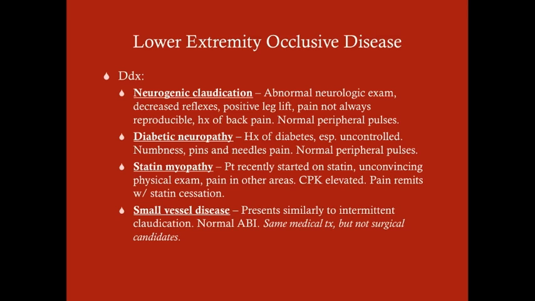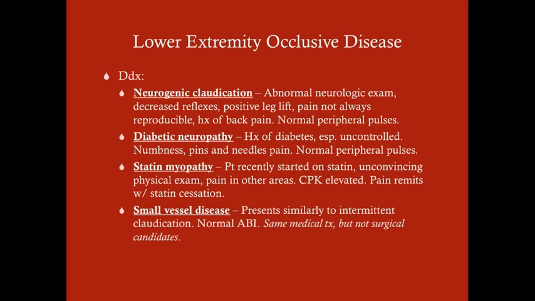So when you lift the patient's leg up, if you have any kind of root pain of the nerves, you're usually going to have a positive leg lift test. So you lift the leg up that's in pain, and when you lift the leg up, it causes the pain. It reproduces the pain. With neurogenic claudication, the pain's not always reproducible with the activity, and a lot of these patients also have a history of back pain. Another thing you'll note here, assuming that they don't have any occlusion, they'll have normal peripheral pulses.